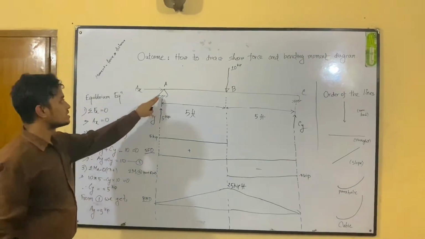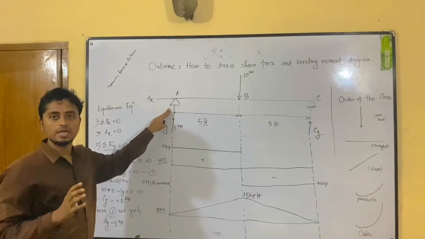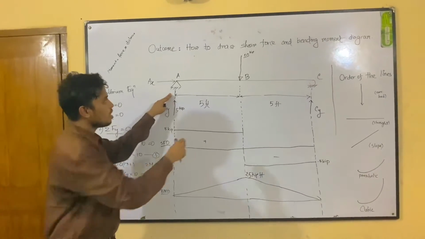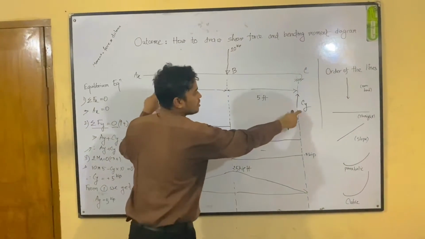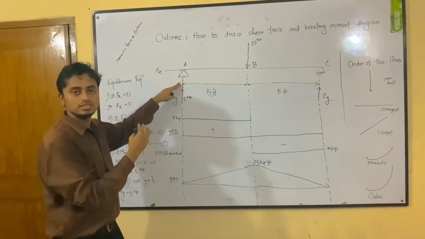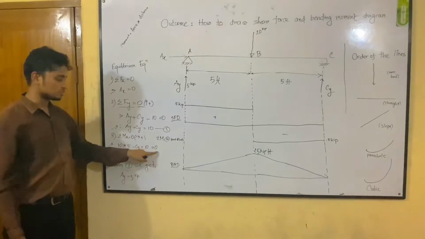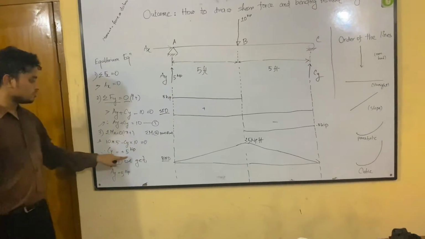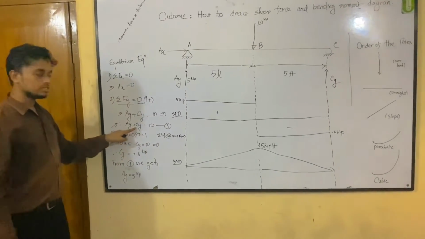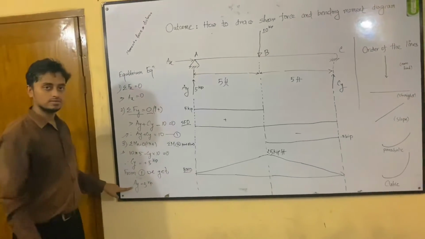If we take moment at point A, then Ay and Ax don't give any moment, because these forces are acting at this point. So only the 10 kg force and the Cy force take part in this moment. If we write this equation, we can easily determine the Cy force, which is 5 T, and from equation 1 we can put the value of Cy and get the value of Ay.